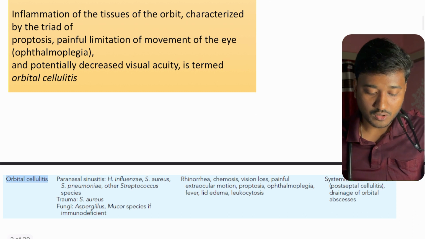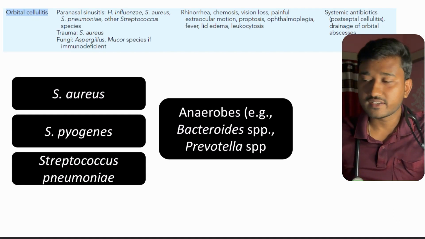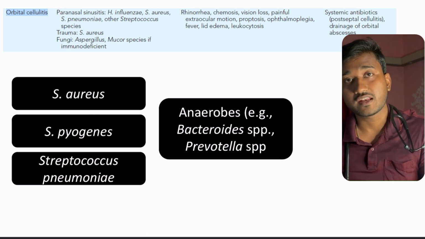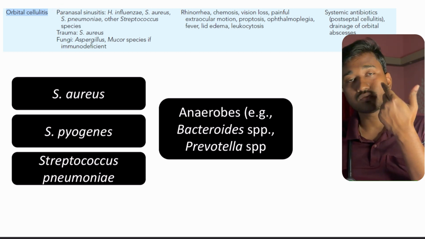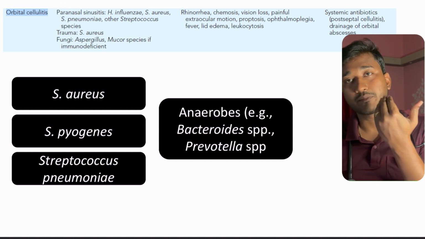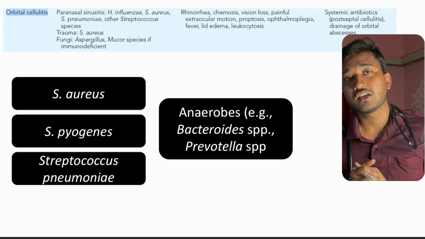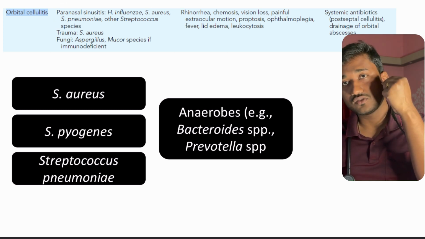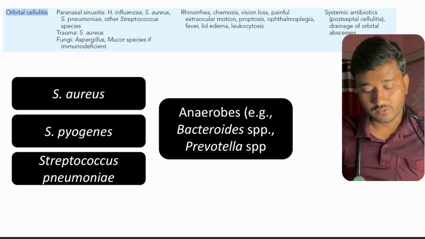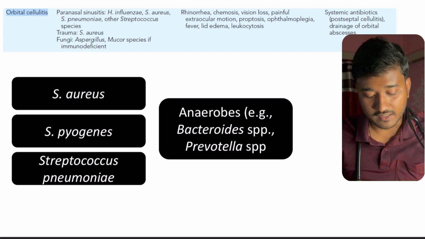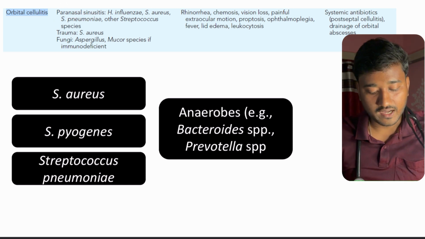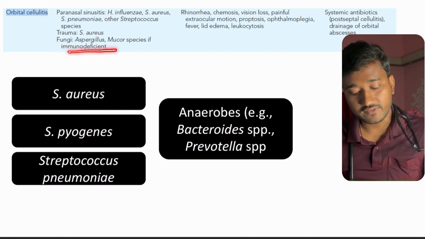Okay. So for orbital cellulitis, what are the common organisms and what are the causes? The most common cause is paranasal sinus infection. This is your nose, and around the nose there are paranasal sinuses. If there is infection, this infection can directly go and infect your orbital region, leading to orbital cellulitis. Other causes could be direct trauma to the eye, or some fungal infection, especially in immunodeficient states.